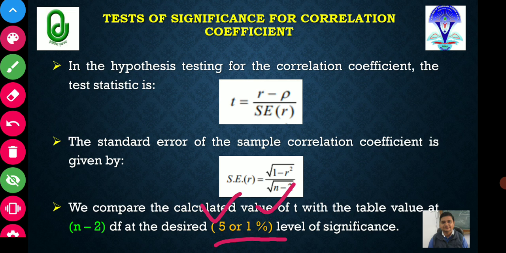5% level means 95% of the area will come under the acceptance region, and only 5% will be the rejection region. Whereas if you are seeing at the 1% level of significance, that means 99% of the area will be the acceptance region and 1% will be the rejection region. So this 1% is more stringent. There is only a 1% chance that this correlation coefficient is coming by chance, not because of any effect or relationship between the two variables.